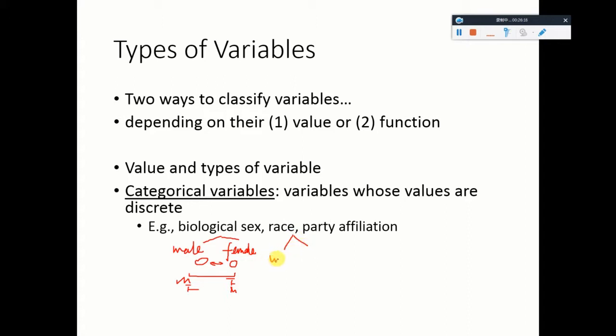Now you may say, hang on, what about race? Certainly we have Caucasians, white people, and at the same time we have African Americans, or Asians, Asian Americans, doesn't matter. What if a Caucasian person and an African American person, a couple from different races, got married and have a child, and that child is of mixed race?